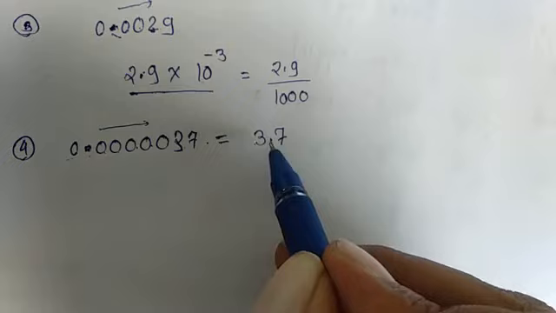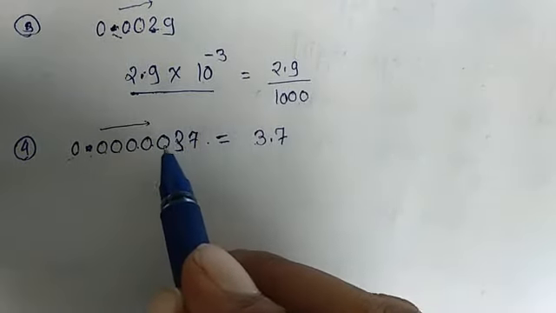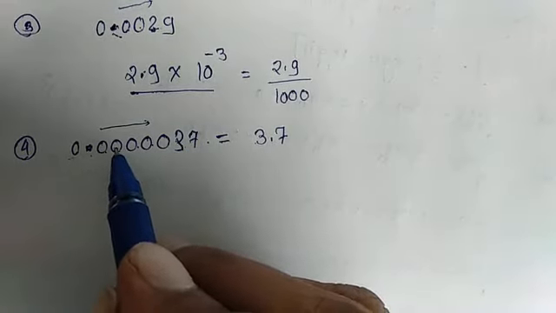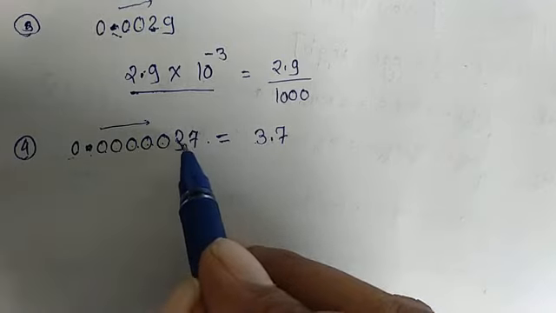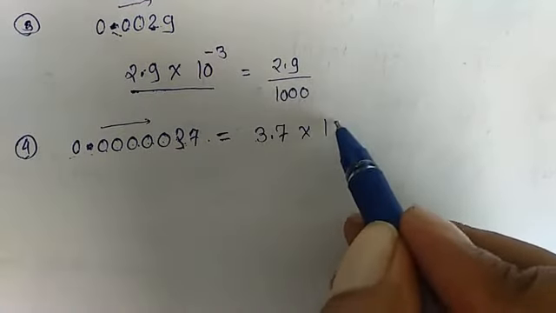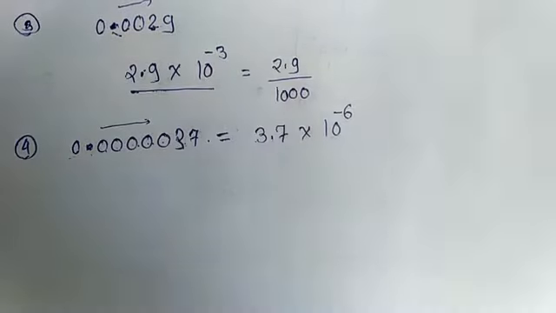Okay, 3.7. And how many digits are we shifting the point? 1, 2, 3, 4, 5 and 6. So it can be written as 3.7 times 10 raised to minus 6.